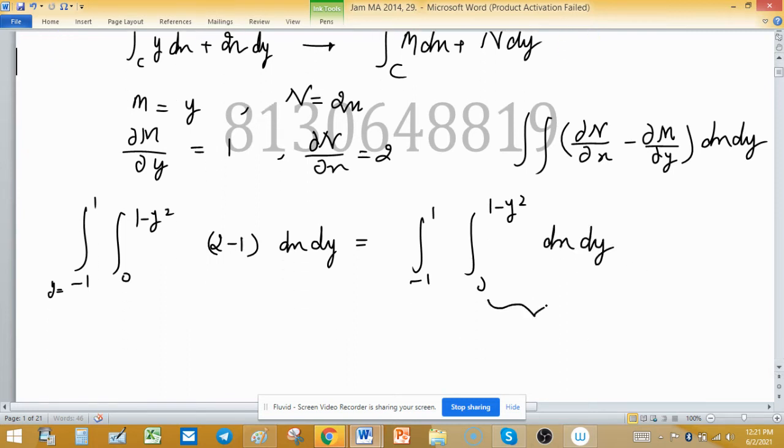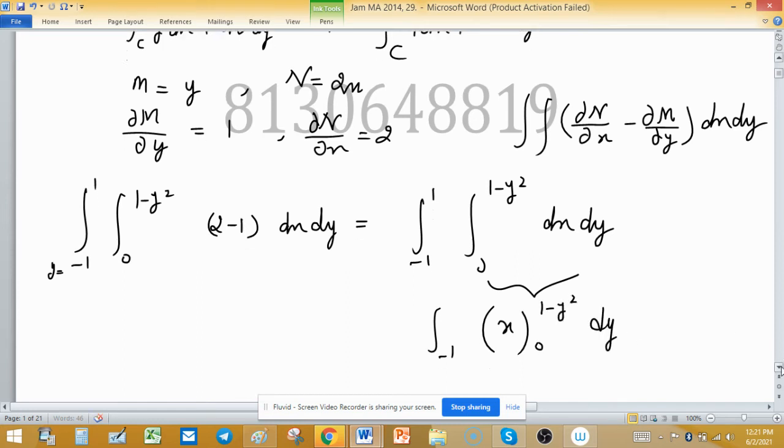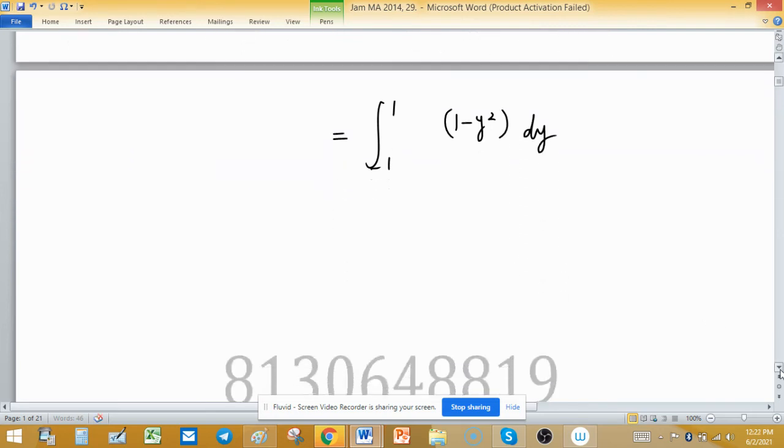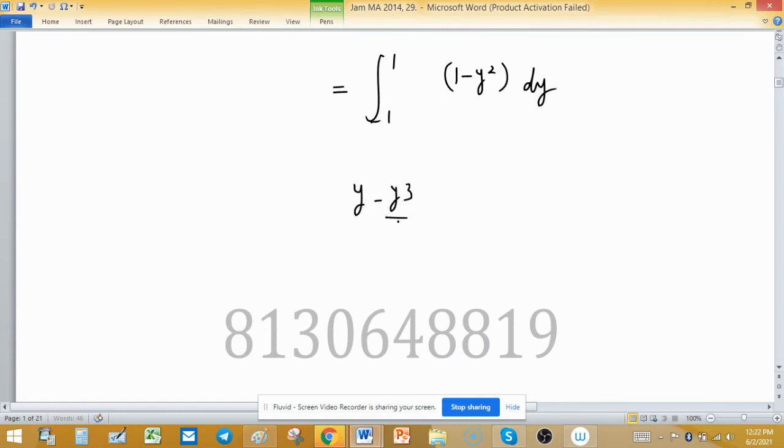On integrating this one, we have minus 1 to 1, x with limits from 0 to 1 minus y square, and take integration with respect to y. Now this one is equal to the integral from minus 1 to 1 of 1 minus y square, with respect to y. This one is equal to y minus y cube upon 3, and the limits are minus 1 to 1. Put the limits, that will be 1 minus 1 upon 3 and minus 1 plus 1 upon 3.